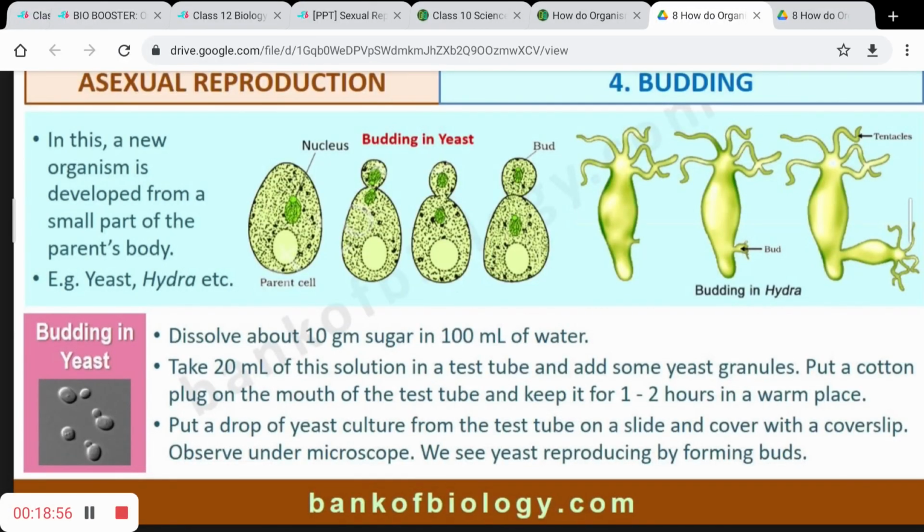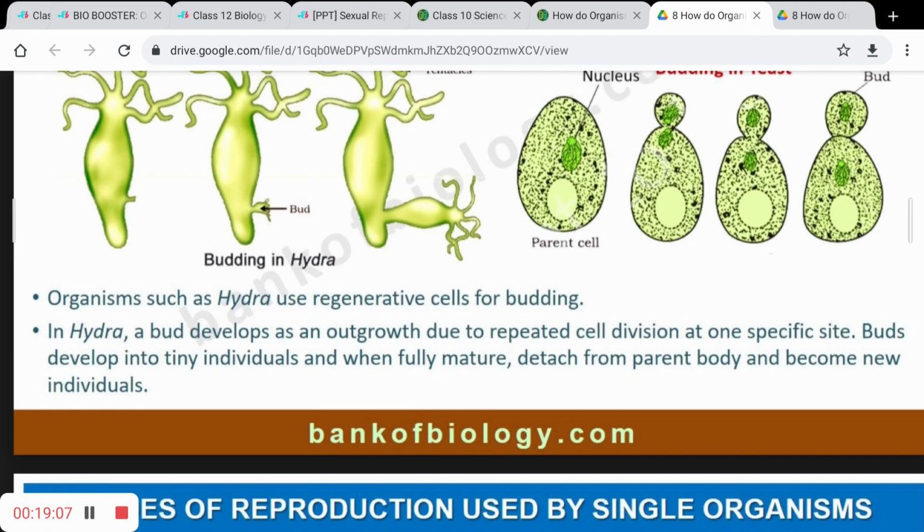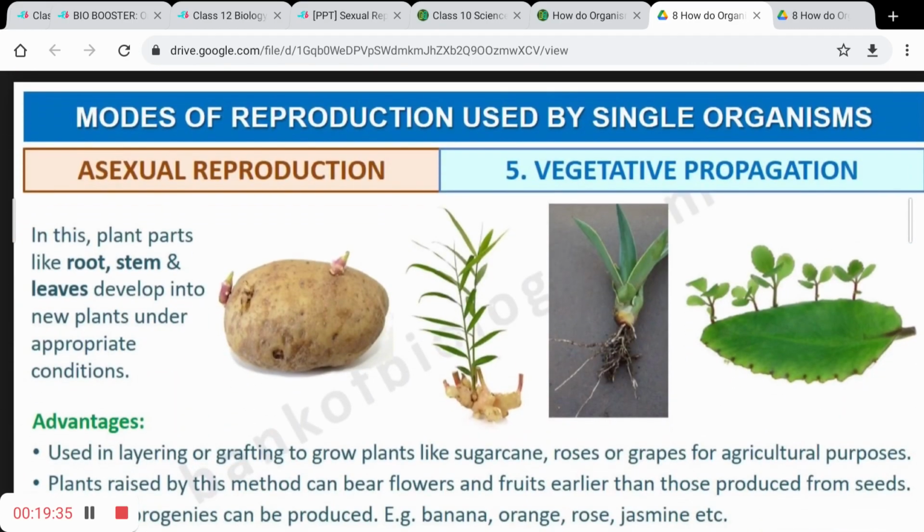Example, a new organism is developed from a small part of a parent. How is it possible? In budding, you can see regenerative cells or the development of an outgrowth due to repeated cell division at one specific site. Here the outgrowth is happening at one specific site, developing into tiny individuals, and when fully mature they detach from the parent body and become new individuals. So this is called budding.